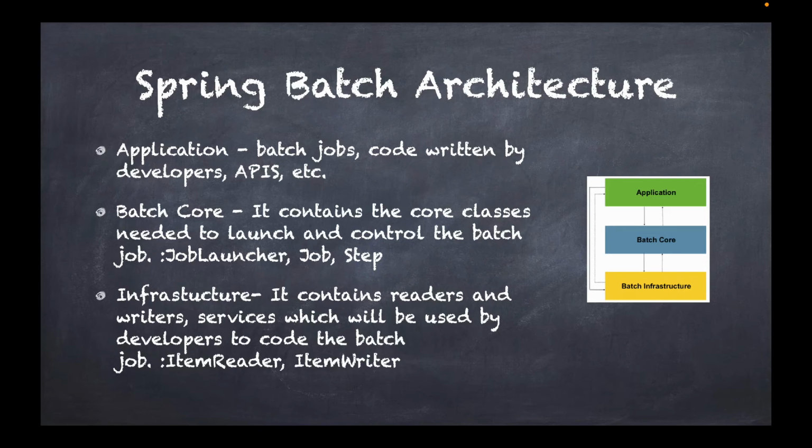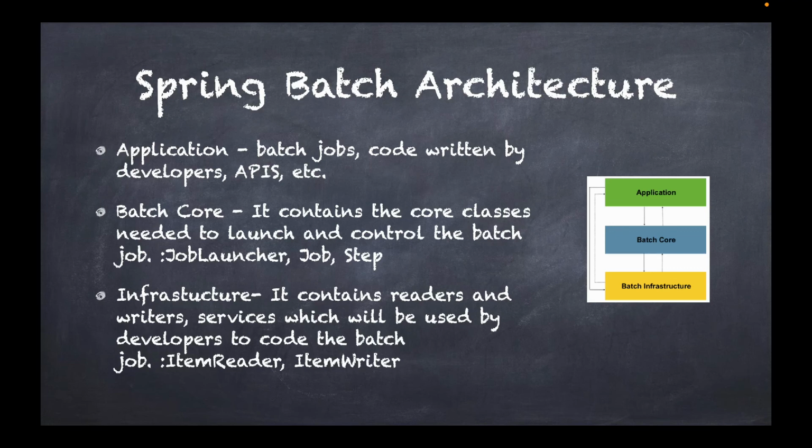If we go to batch core, it contains the core classes which are needed to create the batch job. Like, we need to launch the batch job, right, and even control how the batch job will work. Those things come under the batch core. And if you see, the examples are job launcher, job, and step. I'll be covering what job launcher, job, and step mean in the further videos, but for now you can think of batch core as something which contains job launcher, job, and step.